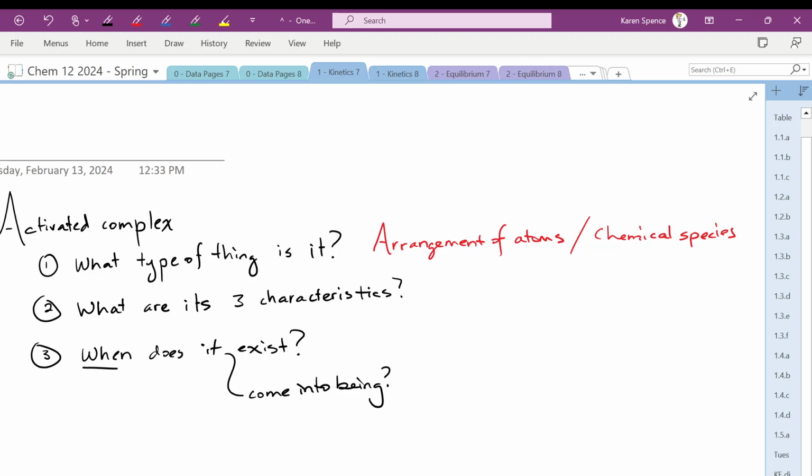What are its three characteristics? One, high potential energy. Two, unstable. And three, short-lived. And when does it come into being? When does it exist? It occurs when molecules collide successfully.